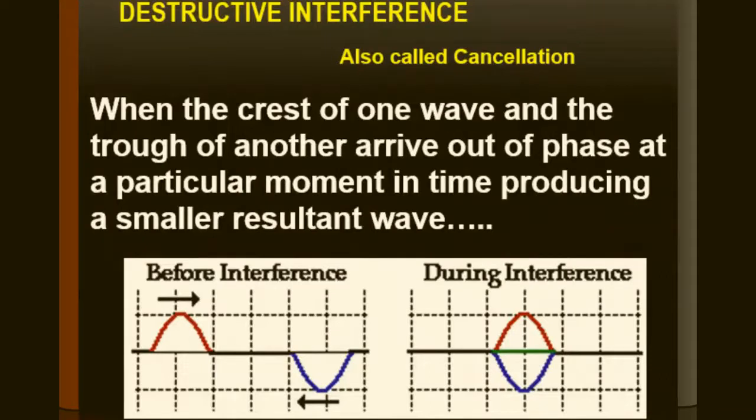Now, destructive interference, also called cancellation, is when the crest of one wave and the trough of another wave arrive out of phase at a particular moment in time, producing a smaller resultant wave. Sometimes they could even completely cancel out if they're the same amount. For example, we see before the interference that the hill and the hole are about the same size, and during the interference, when they combine, that new green line has been canceled out. So that's where it would have been. It would be perfectly flat there.